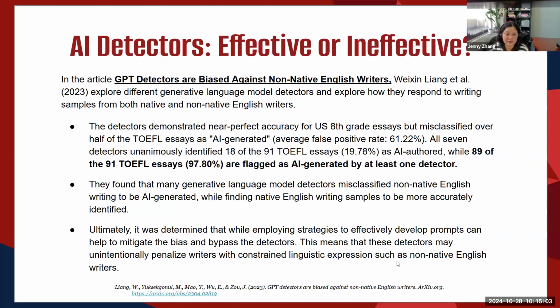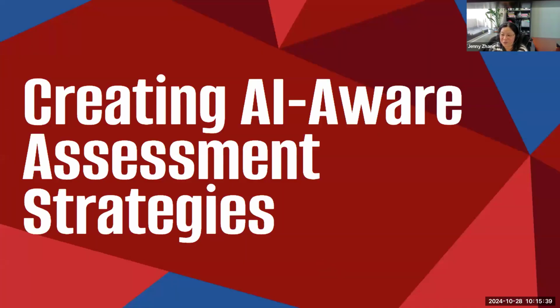Also there is the bias issue. It discriminates against non-native speakers more than native speakers. And in some extreme cases, like this TOEFL test, which we all know is proctored, the detector still flagged it as 97.8% AI generated, which is totally not true. So this is a serious bias issue. That's why we want to create AI-aware assessment strategies for you. Let me just stop sharing.